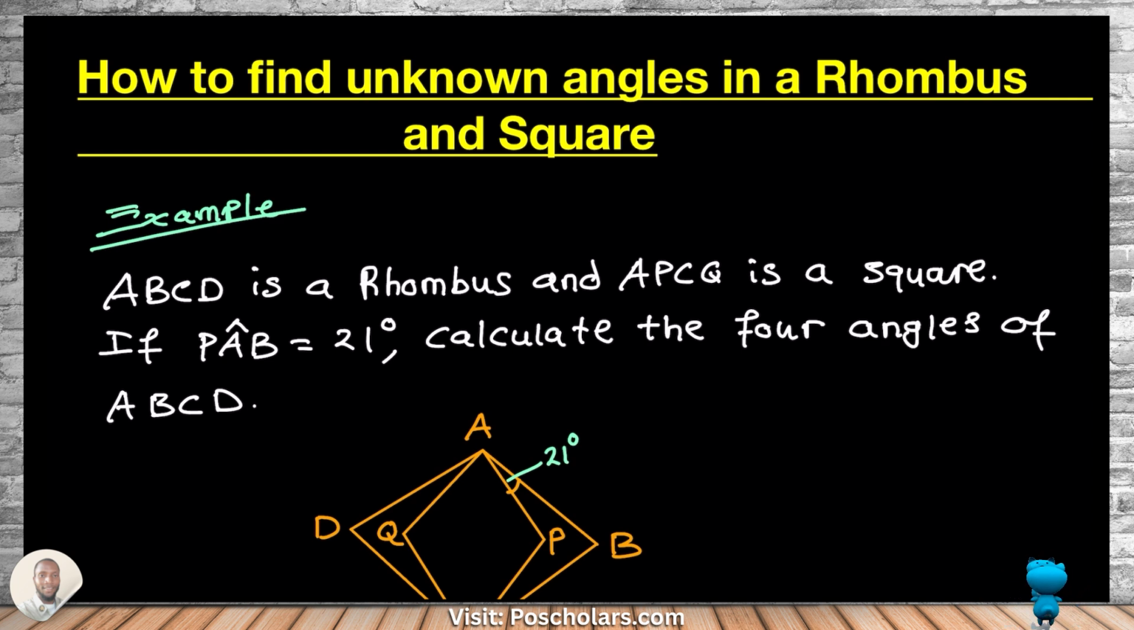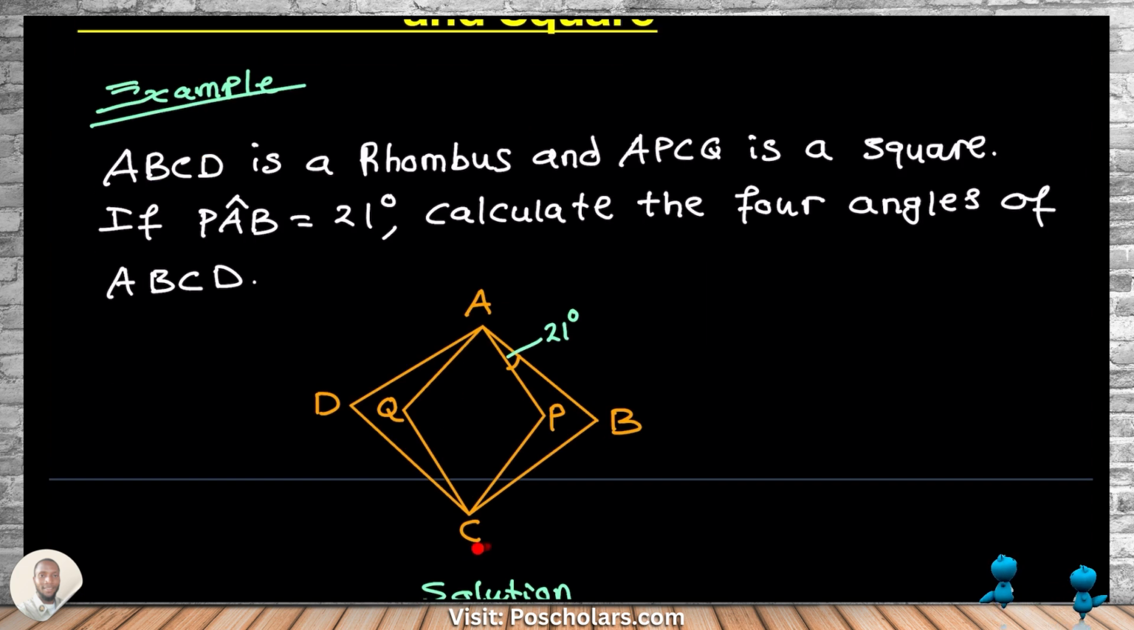We have just one example we are going to solve together and it says ABCD is a rhombus, and APCQ is a square. If angle PAB is equal to 21 degrees. Take note, the letter in the center is always the focus, right? Calculate the four angles of ABCD.